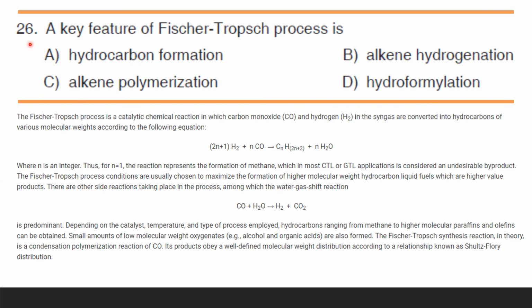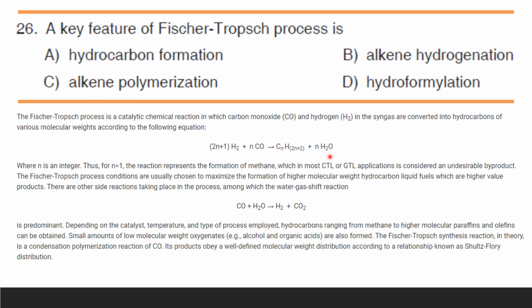The last question for this video is question number 26, which is about an important process in organometallic chemistry known as the Fischer-Tropsch process. So it is actually a process which is involved in the formation of hydrocarbons, and that too by making use of a mixture of carbon monoxide and hydrogen, which is known as syn gas or synthesis gas. So this actually takes place according to this equation, that is (2n+1) H2 plus n CO combines to form CnH2n+2, which is the general formula of an alkane, plus n H2O.